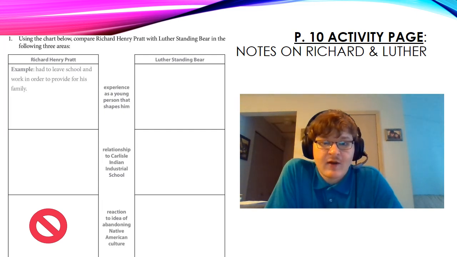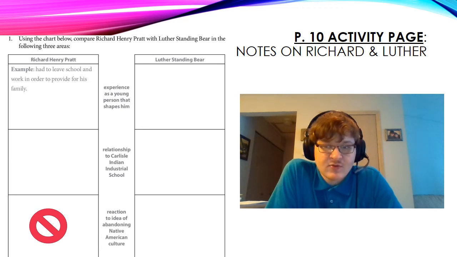The second row, relationship to the Carlisle Indian Industrial School. So, Richard Henry Pratt, how was he related to the school? What did he do for it? And Luther Standing Bear, how is he related to the school? This could be very simple, like did they go to the school? Did they know about the school? Did they work at the school?